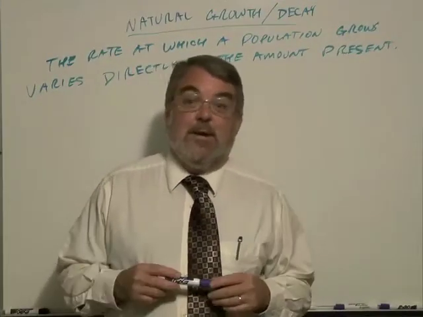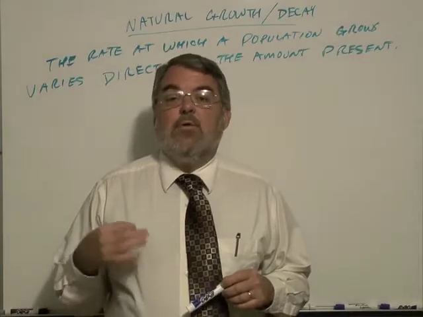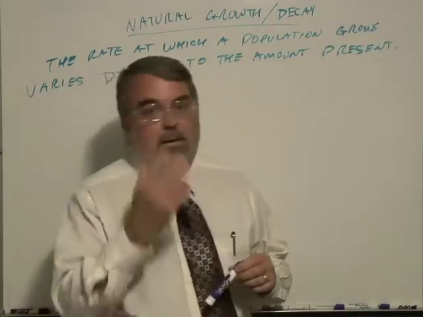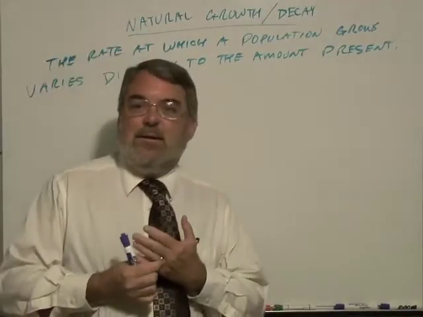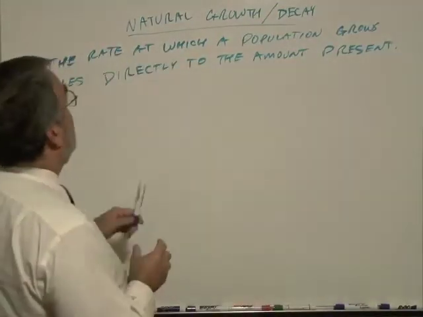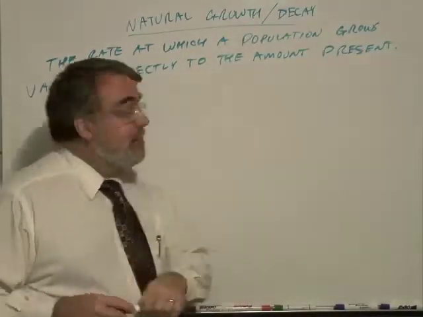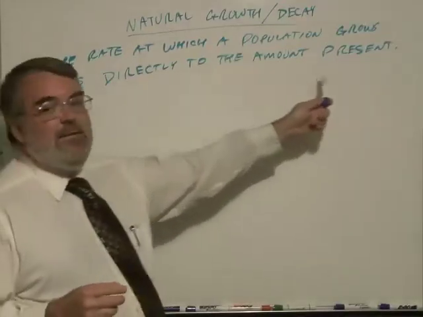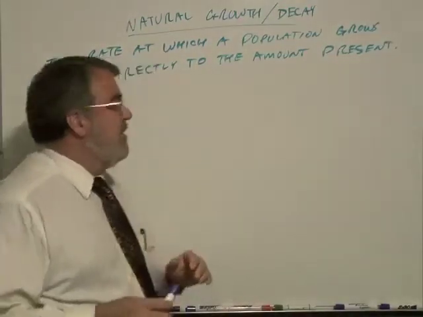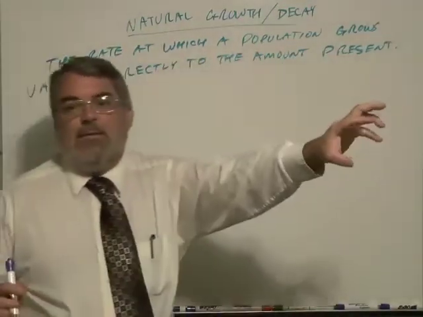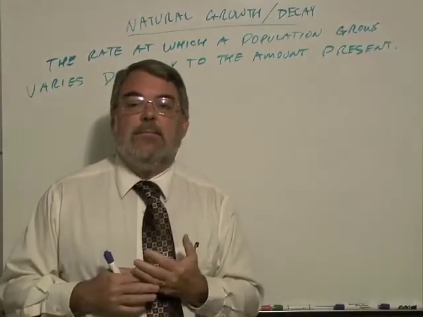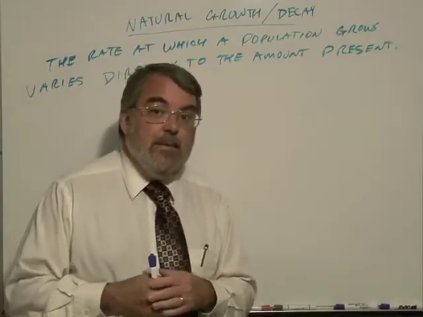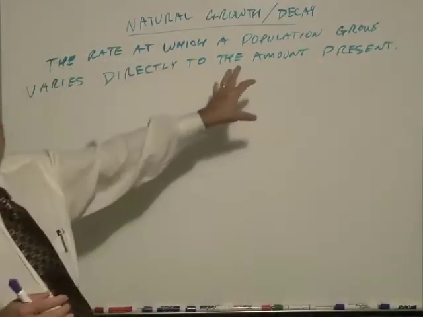I'd like to lead off my examples with a real classic simple problem that you may have seen in calculus, probably did. Anyway, I'm going to approach it through the context of differential equations. So it's a natural growth and decay problem. The rate at which a population grows varies directly to the amount present. This is in a type of language of variation that you may have seen in an algebra course along the way. I hope you did. Anyway, I want you to think about how this makes sense.